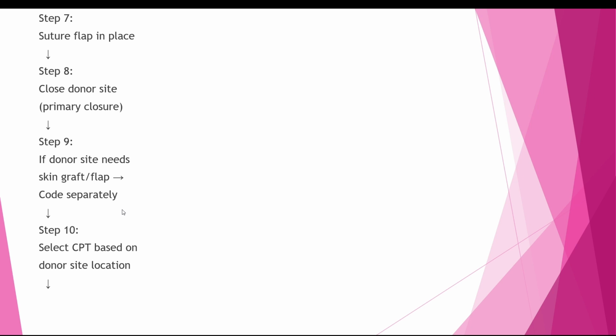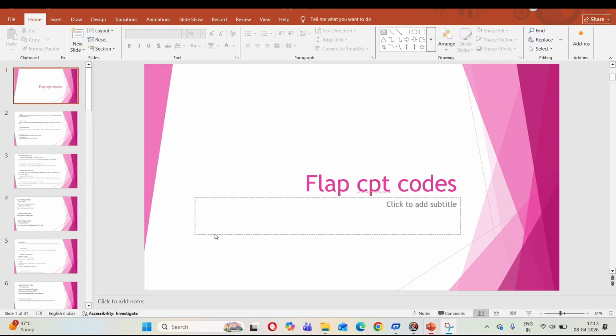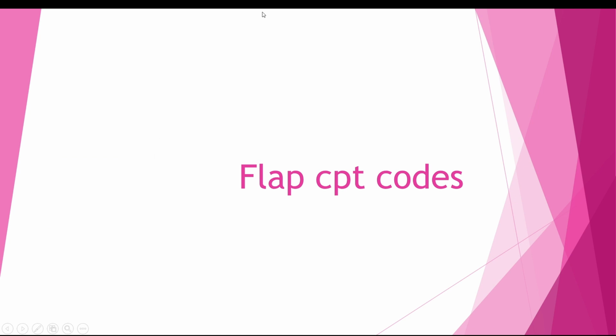So we have CPT codes based on the location. For head and neck, you will code 15733, 15734 is for the trunk, 15736 for the upper extremity, and 15738 is for the lower extremity. Hope you understood the flap CPT procedure. Hope you understood the flap CPT codes.